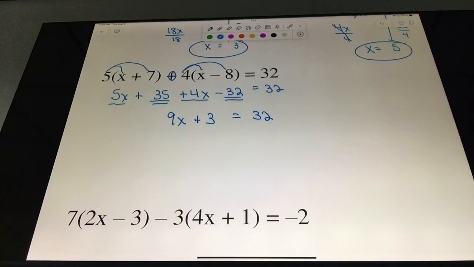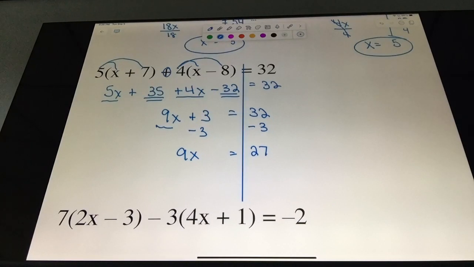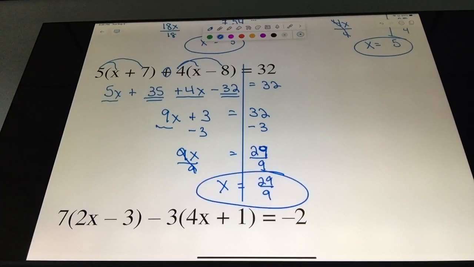And then we're going to get our x term alone by minusing 3. So my 9x comes down, 32 minus 3, 29. And then divide by 9 on both sides. Now, when I punch that into my calculator, 29 divided by 9, I get a really bad decimal. So we're going to leave it 29 over 9. So if I get a repeating decimal on my calculator, we leave it as the fraction.